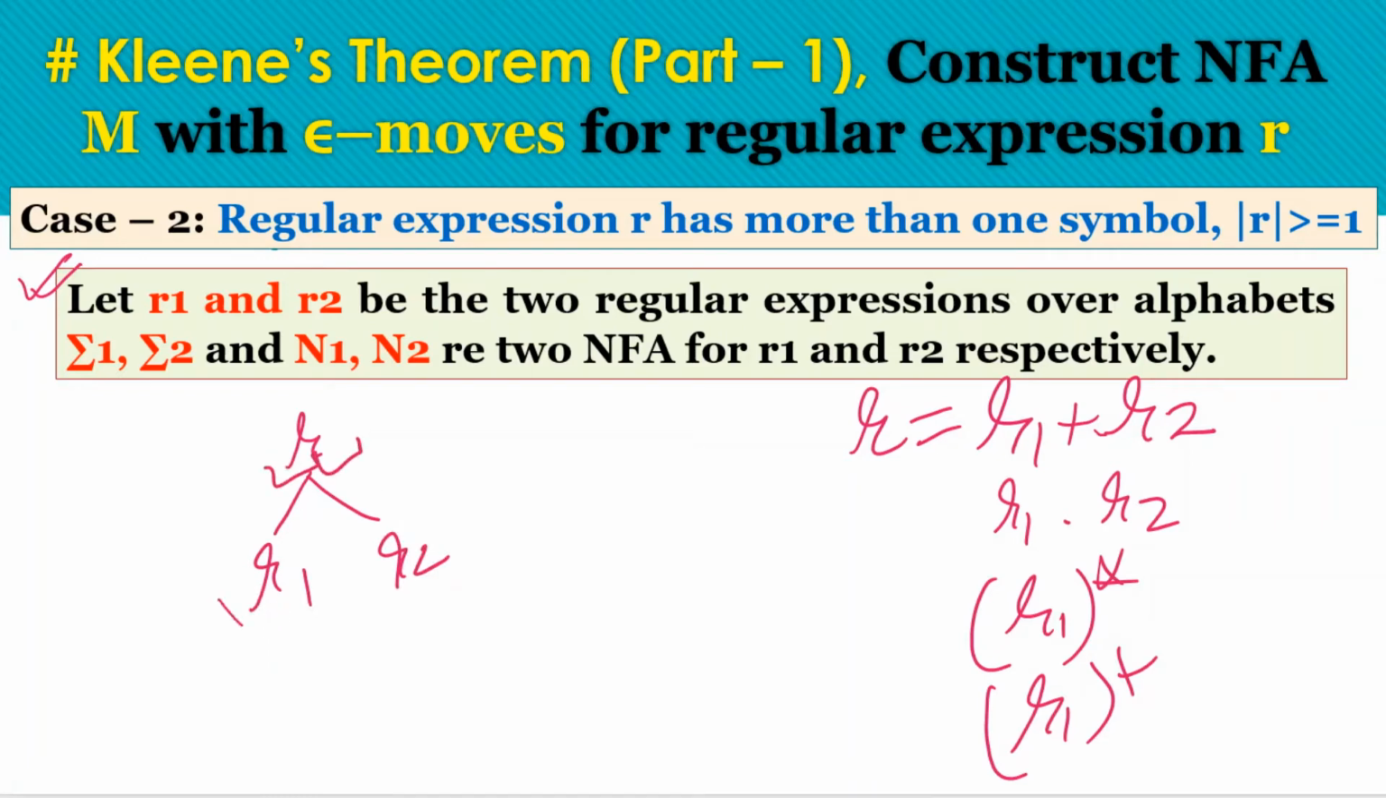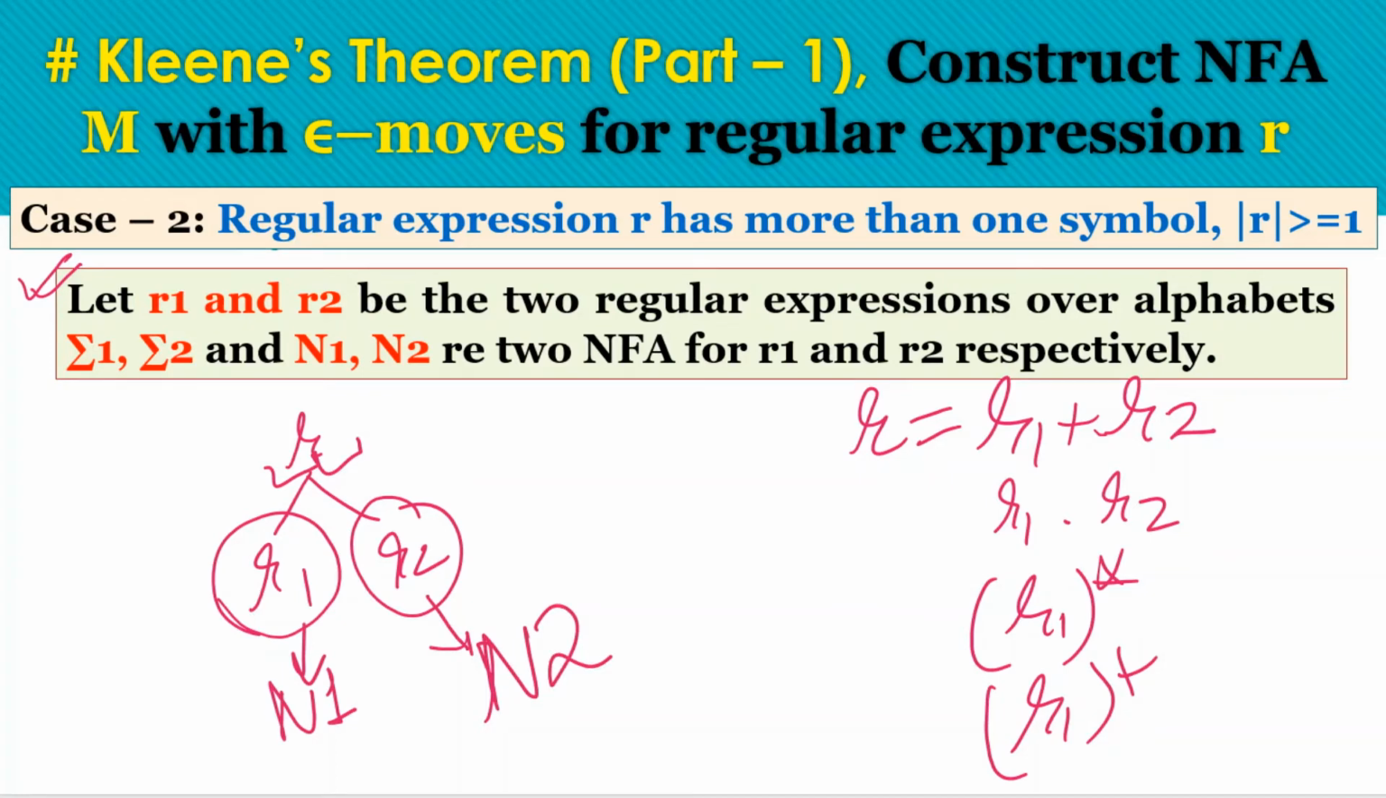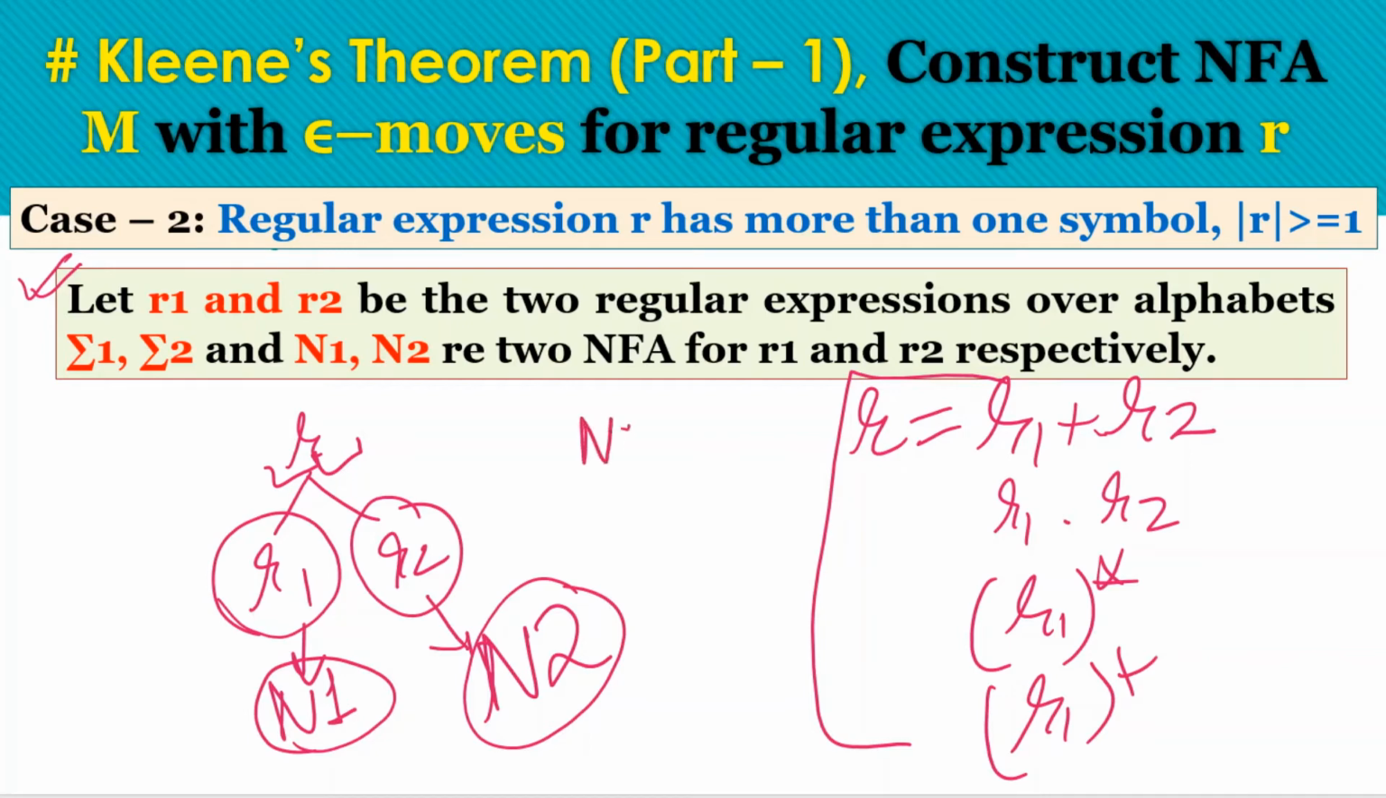Now we are constructing separate machines for these two sub expressions. We are constructing NFA N1 for regular expression 1, and NFA N2 for regular expression 2. To prove these identities we work on these two machines. If we have to perform the union of these two expressions, we have to perform the union of these two machines N1 and N2.